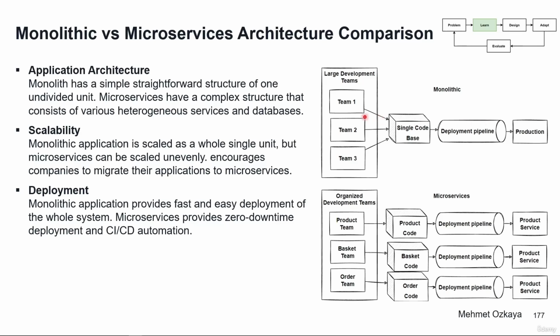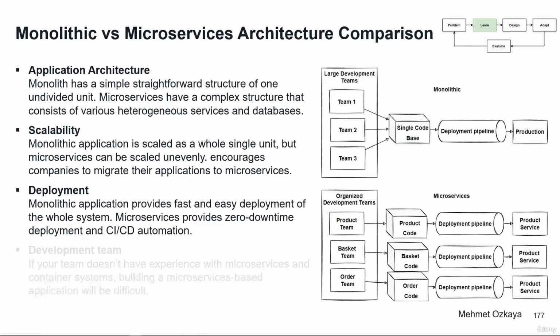You can see the picture here. You can see the monolithic application has large development teams pushing code to a single code base, and there is one deployment pipeline that deploys to production. On the other hand, you can see different, organized development teams in microservices, and every team has its own code base for the microservice, and every microservice has different development and deployment pipelines, and they can deploy independently and perform CI/CD automations.